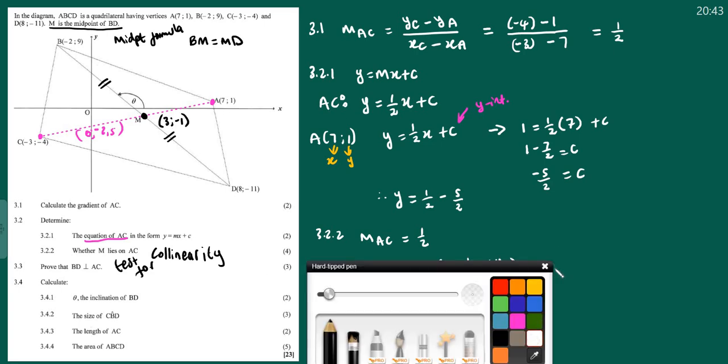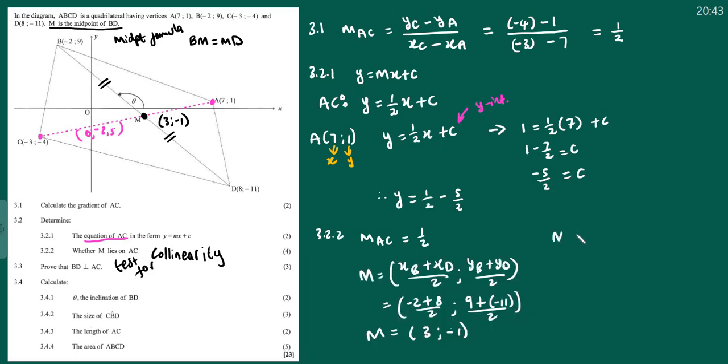Then we can get the gradient. We can start with MC or CM. The gradient of CM will be y of M minus y of C over x of M minus x of C, which we can get by saying: y of M is negative 1, y of C is negative 4, and then x of M is 3, and x of C is negative 3. Then how much would we get there? The answer is half.